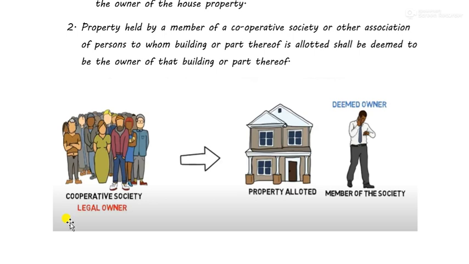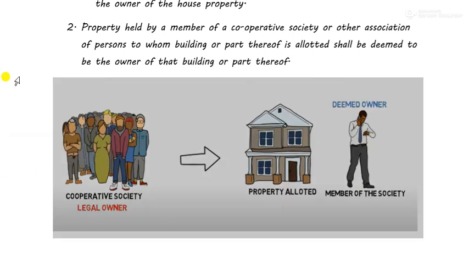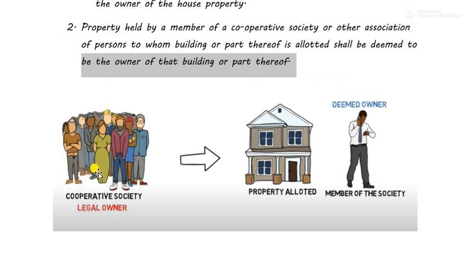Now what happens in this cooperative society? They make a big apartment, and an apartment is given to a member of the society. Now suppose this is Mr. X, and Mr. X is given the house property from the cooperative society, right? So what happens, the owner of the house that is given to Mr. X is the cooperative society.